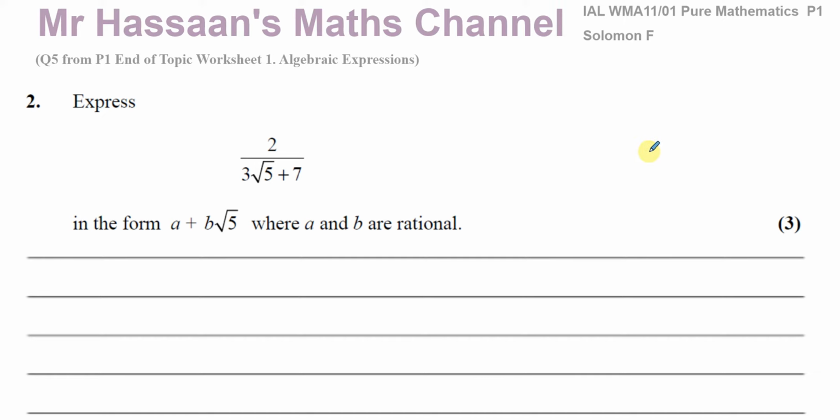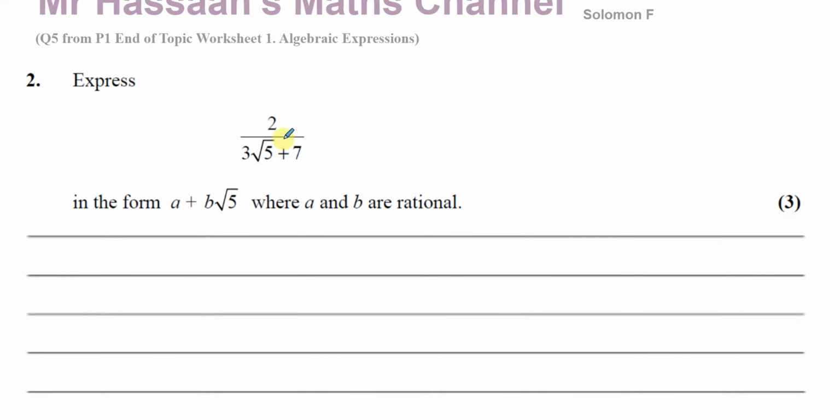Hassan's Maths channel, and I'm answering a question now from one of my end of topic worksheets for my students at school, which is taken from the Solomon F collection of the C1, the old C1 Pure Mathematics papers. This is question number 2 from the Solomon F paper, and it's question number 5 from my end of topic worksheet on algebraic expressions, and this is all about surds and simplifying something in surd form.